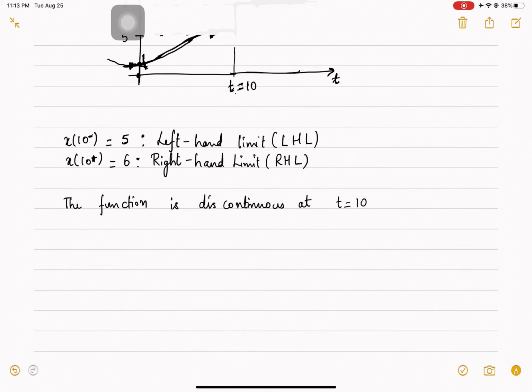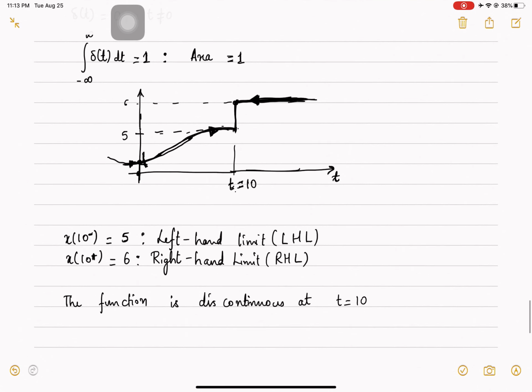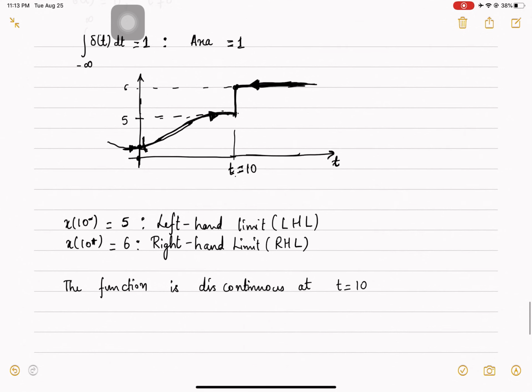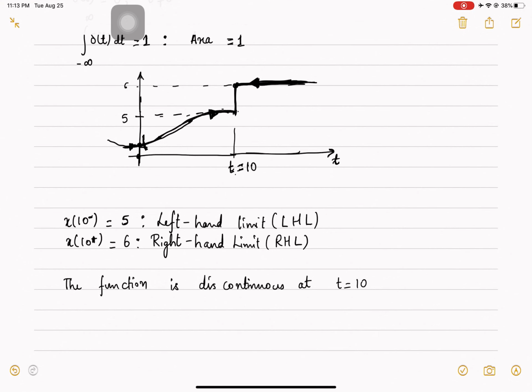And now what happens when you try to find the slope at discontinuities is that the slope will be infinity. Mathematically, the slope at discontinuities is infinity. As you can see, it's a vertical line, so there can be no slope greater than a vertical line. So the slope is the highest, which is equal to infinity.